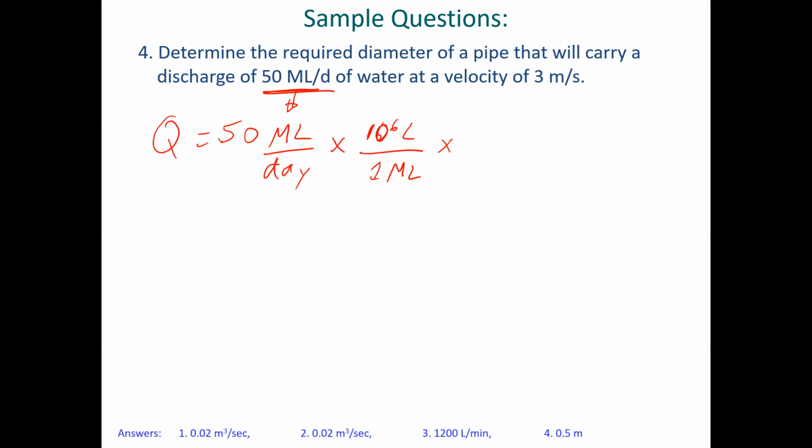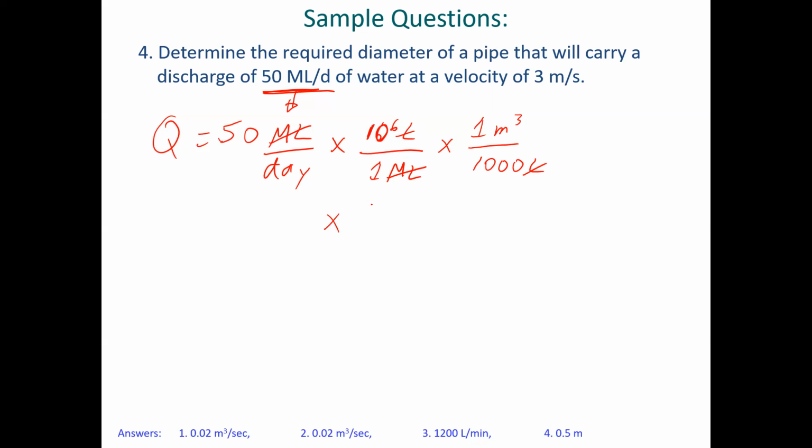But we want cubic meters, okay? So that's going to cancel out my megaliters. And so now we want 1 cubic meter is 1,000 liters, okay? And so that's going to cancel out my liters. So notice in this case here, the conversion from megaliters to cubic meters is 1,000. I could have done all that in one step, but I want to do 2 steps to show you what's going on.